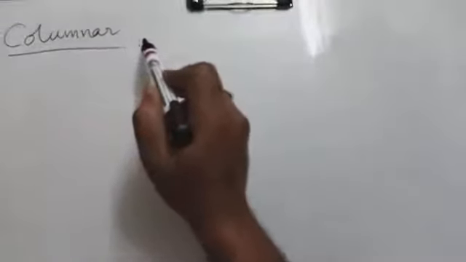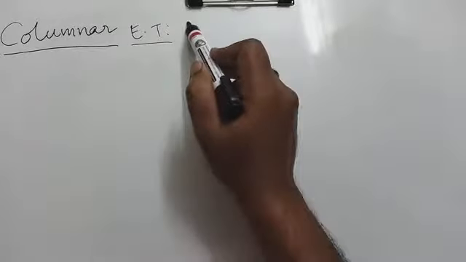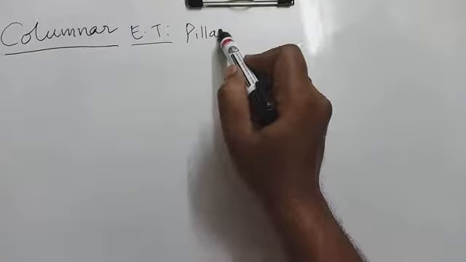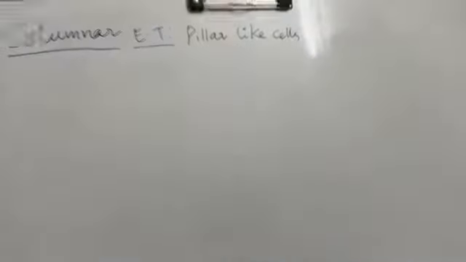Next, columnar epithelial tissue. Column means like pillar. Pillar-like epithelial cells are present. That's why this tissue is known as columnar epithelial tissue.